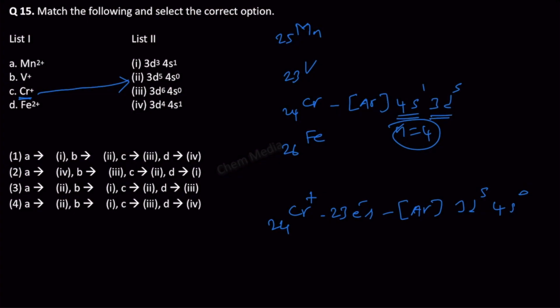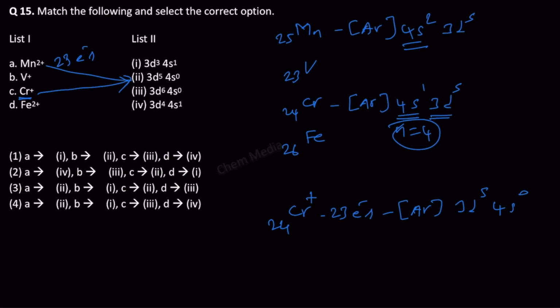Now let's figure out manganese. For neutral manganese, the electronic configuration is going to be argon, 18 electrons, and then 4s2, 20, and then 3d5. But when it is manganese 2 plus, we are going to have only 23 electrons. So this means the 4s2 electrons will be removed. So therefore, we will be having 3d5 4s0. So therefore, A also should match with 2.